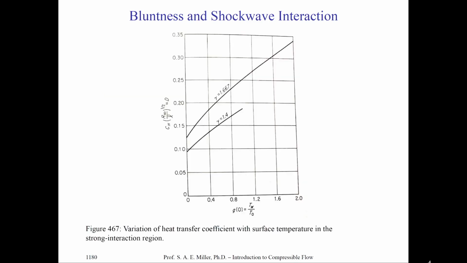We can now look at heat transfer coefficients with surface temperature for the strong interaction case, which, of course, is what we're interested in for hypersonics. On the x-axis, we have the ratio of the wall temperature to the stagnation temperature in the flow. And on the y-axis, we have heat transfer coefficient. You can see for values of gamma 1.4 and 1.677 the variation.